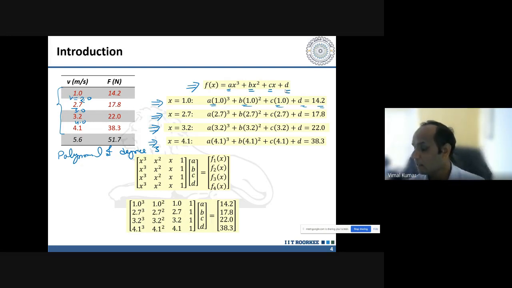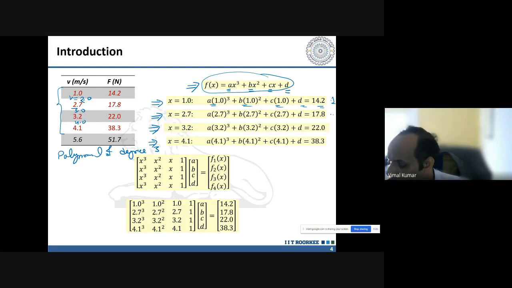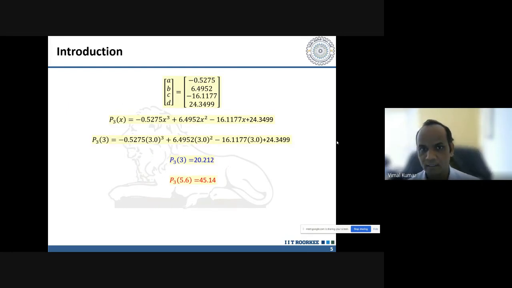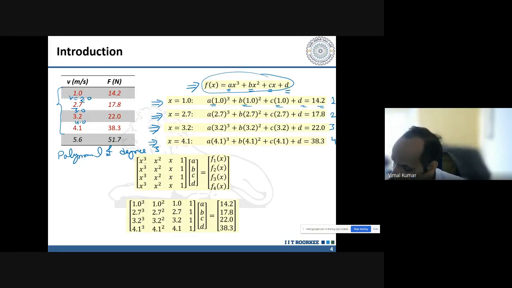Now I'm trying to solve these four algebraic polynomial equations. There are different ways. The first approach is what I can do simply. Because I've taken four data points, I just write four polynomial equations like this, and I simply convert them into matrix form, because I have four equations: equation 1, equation 2, equation 3, and equation 4. So I came up with this kind of matrix.